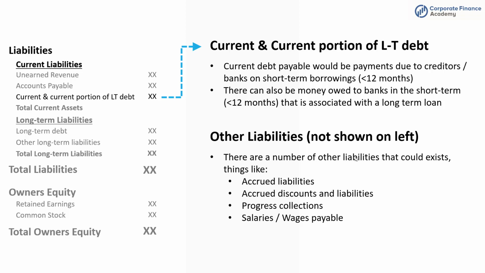And then you have other liabilities. I don't have this shown on the left over here, but there are a number of things that could exist, like accrued liabilities, accrued discounts and allowances, or AD&A, progress collections, salaries payable. Any of those could be in other liabilities.